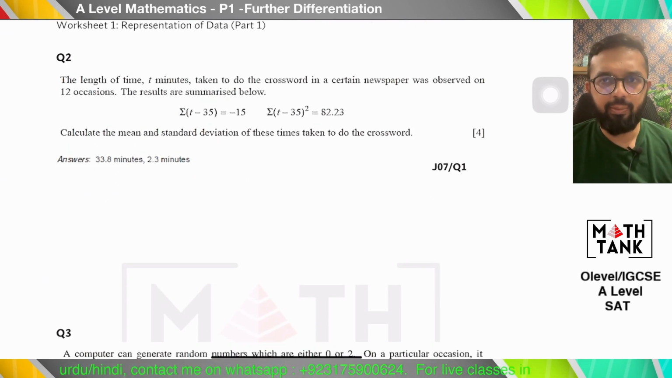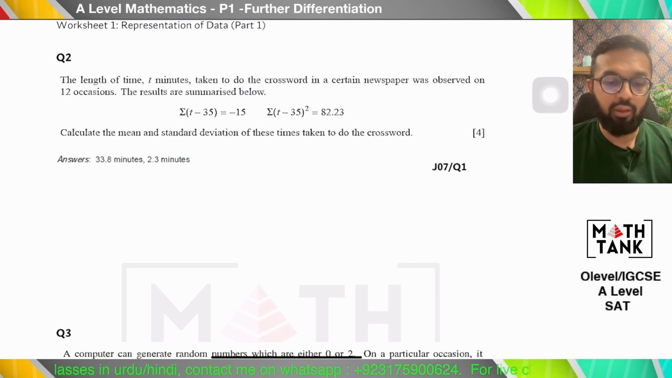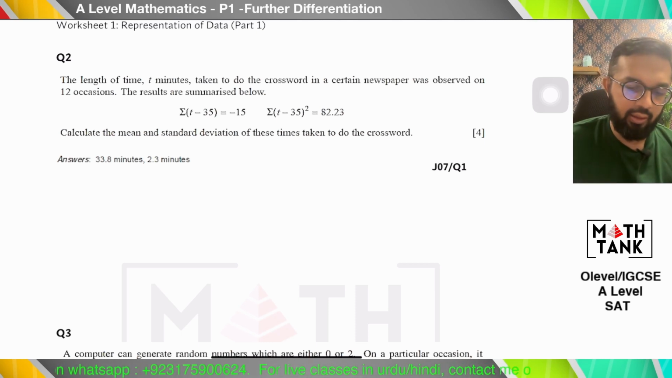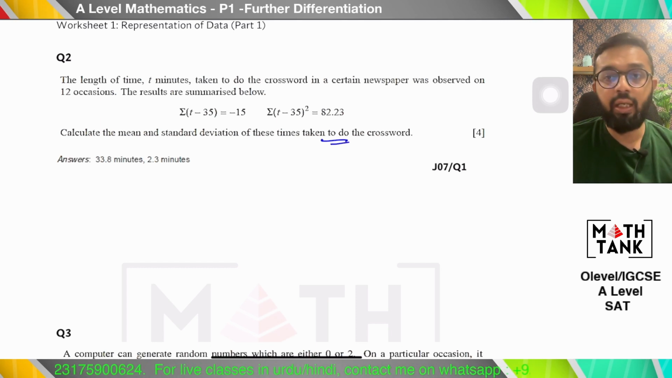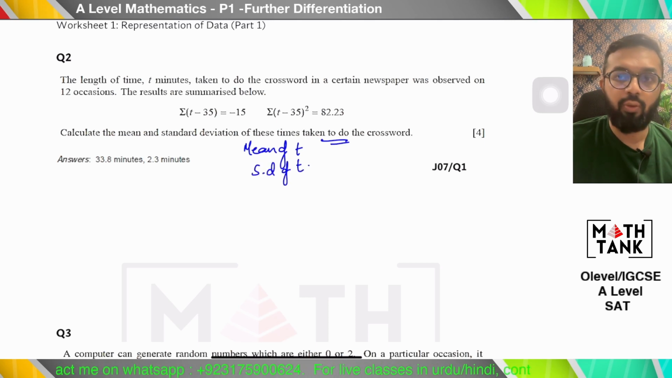Question number two is about coding of data. Let's talk about that. The length of time in minutes to do the crossword in a certain newspaper was observed on 12 occasions. The results are summarized below. Calculate the mean and standard deviation of these times. So I'm asking you to do the mean of t and the standard deviation of t.